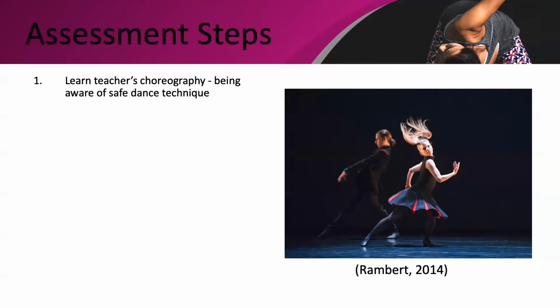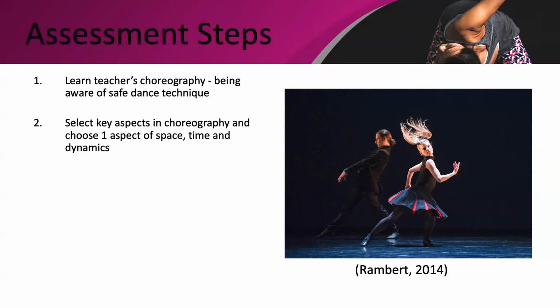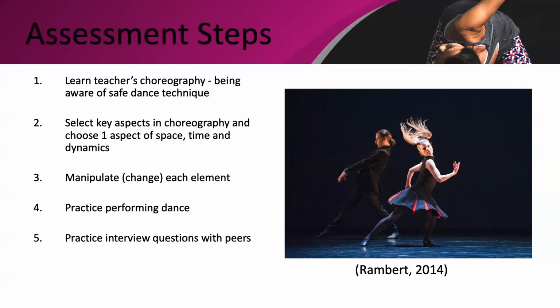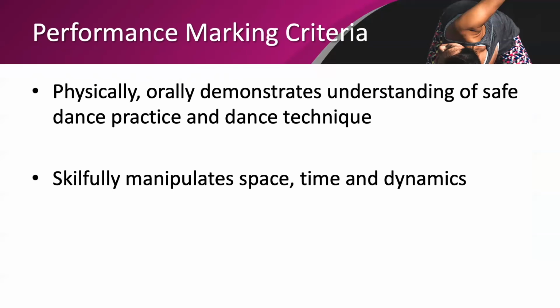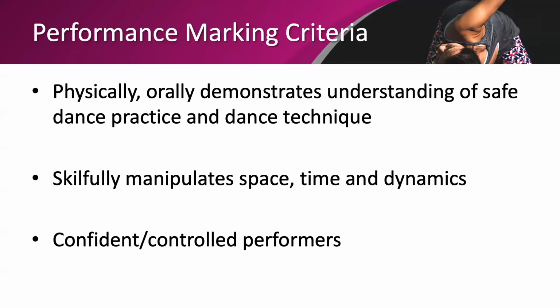For the assessment, students learn the teacher's choreography, being aware of safe dance practice. They select key aspects in the choreography and choose one aspect of space, time, and dynamics. Then they manipulate, change each element, and then they practice performing the dance and practice interview questions with peers. The marking criteria involves physically and orally demonstrating understanding of safe dance practice and dance technique, and skillfully manipulating space, time, and dynamics. And the students need to be confident, controlled performers.